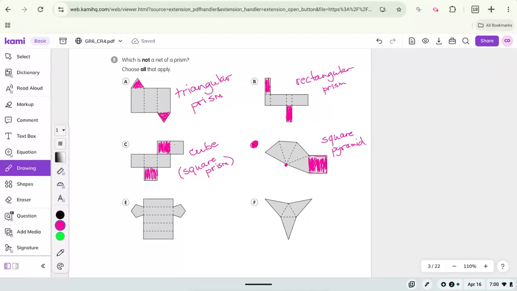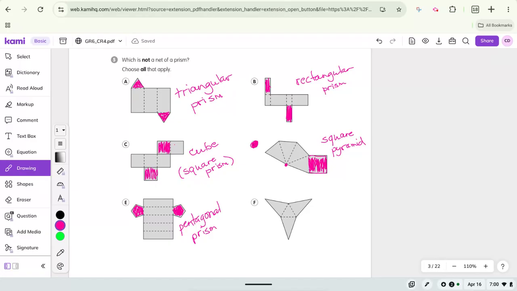Now for E, I have these two pentagons. If we fold this up, these are going to be parallel faces. These will be our bases. And the rectangles will just wrap around the sides and become the lateral faces. So this fits the definition of a prism. It is a pentagonal prism. Pentagonal because the bases are pentagons.